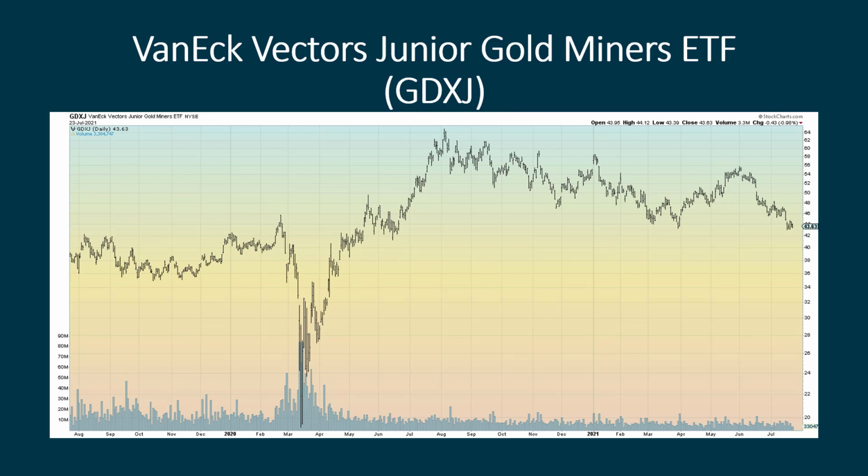Then we have the VanEck Vectors Junior Gold Miners ETF. A lot of people are real fans of gold. One way that you can invest in gold is to invest in the miners, the people that actually go in, develop the mines, dig it out of the ground, and then possibly produce it. Well, these are the smaller companies that mine for gold. And their symbol is GDXJ. A lot of times, this can be a proxy for gold, whether you're looking at bigger manufacturers or even the smaller manufacturers.